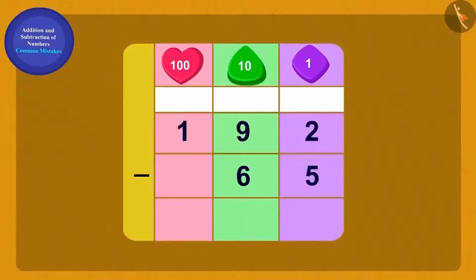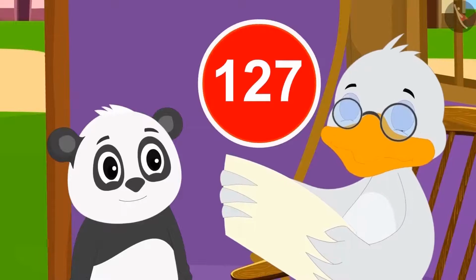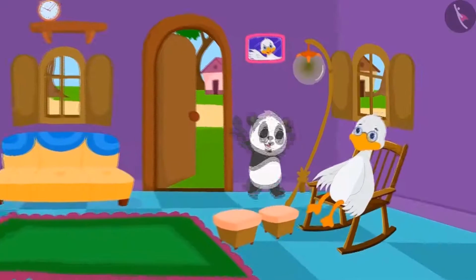Now we can solve this very easily using the method of subtraction. Uncle explained to Golu. Children, can you solve this? Well done, children. You have solved it correctly. Babban has to return an amount of rupees 127.